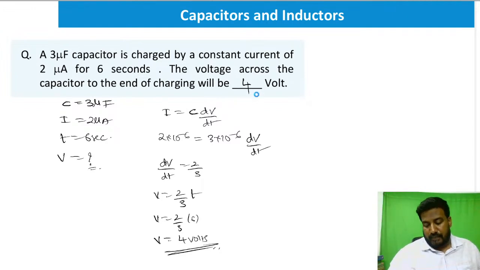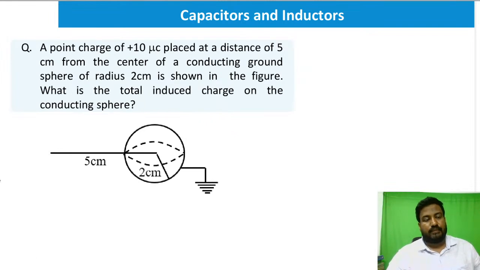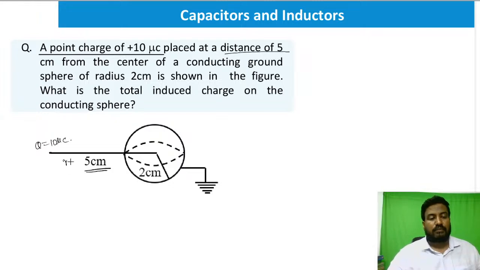We'll go for the next question. A point charge of 10 microcoulomb is placed at a distance of 5 centimeter from the center of a grounded conducting sphere of radius 2 centimeter as shown in the figure. What is the total induced charge on the conducting surface?